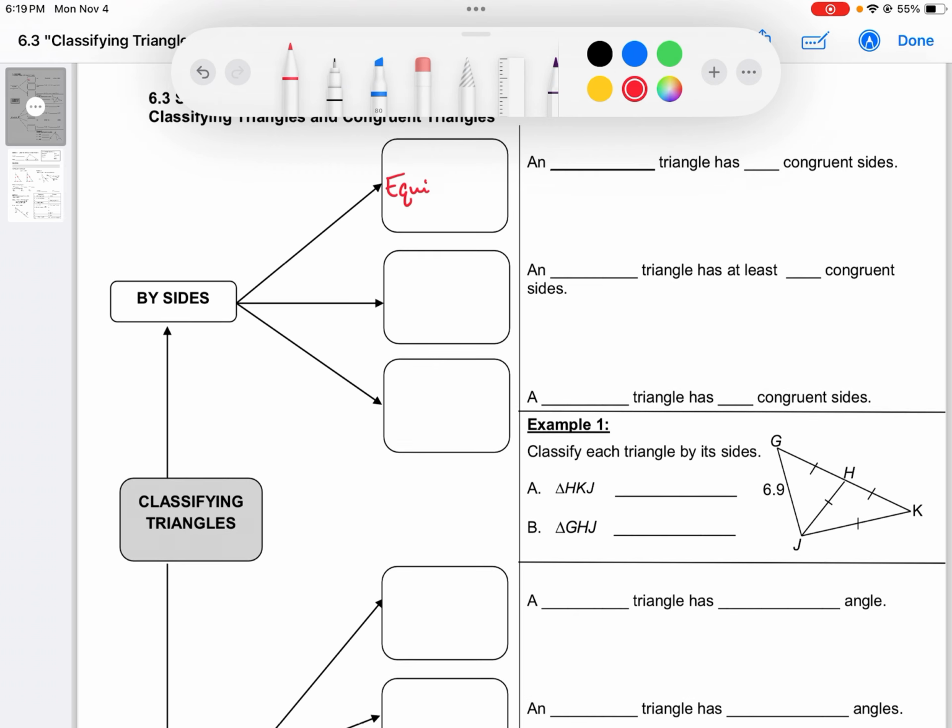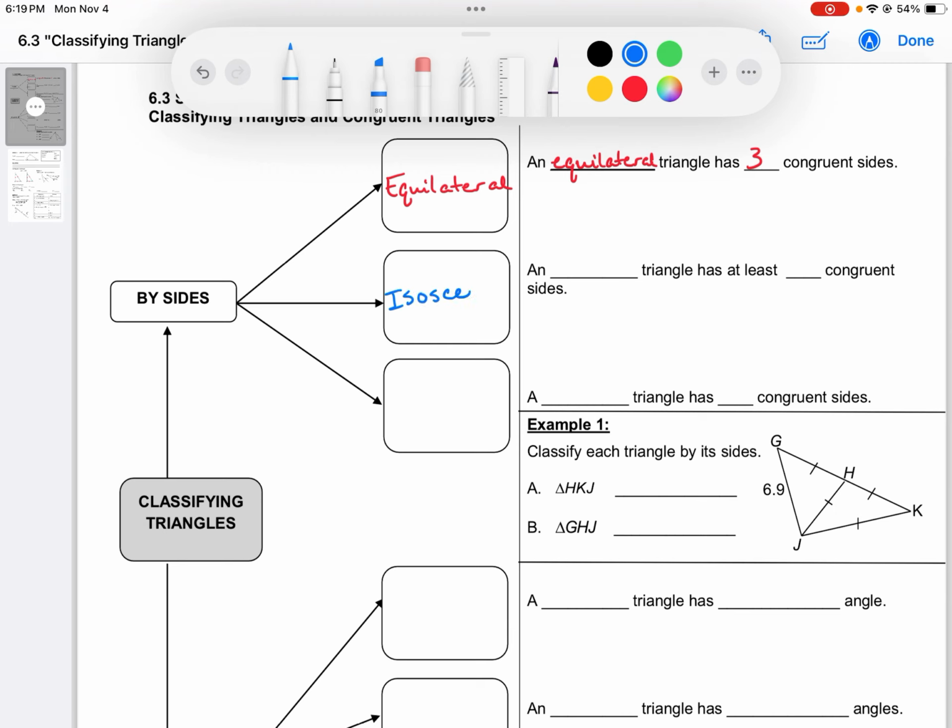The first way is by the sides. We can have equilateral triangles, where all three sides are the same. So if we want to, we can go ahead and define that over here. An equilateral triangle has three congruent sides.